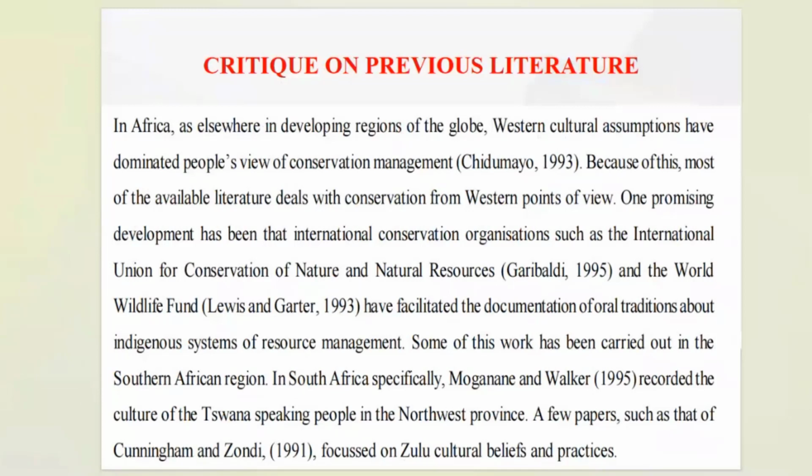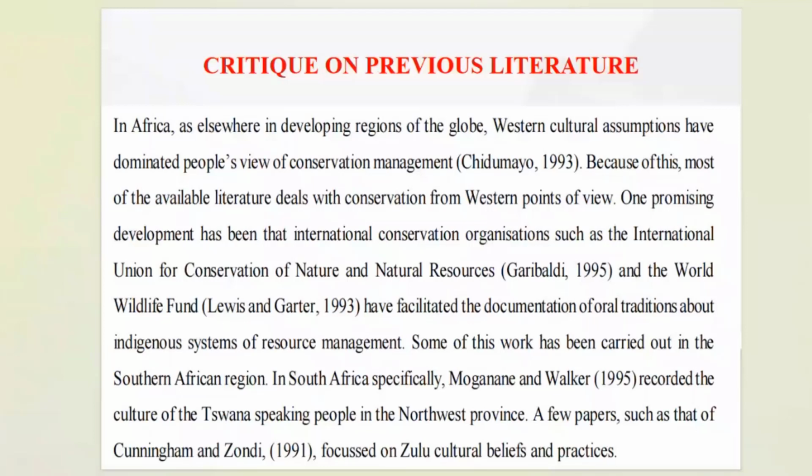It says, in Africa, as elsewhere in developing regions of the globe, Western cultural assumptions have dominated people's view of conservation management. And this is by one of the authors, Chidumayo, in 1993. He felt that actually it was the Western perspectives in conservation that dominated our continent, also our region, SADC, as well as South Africa. Because of these, most of the available literature deals with conservation from a Western point of view.